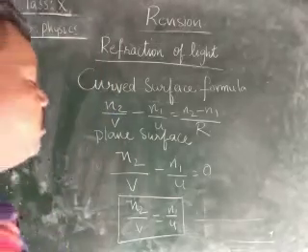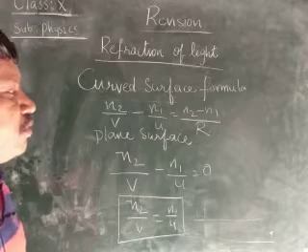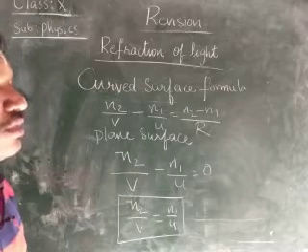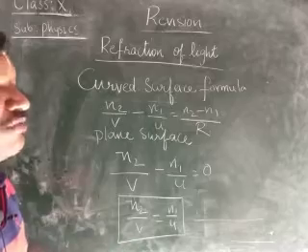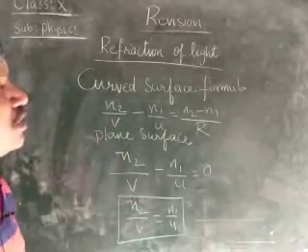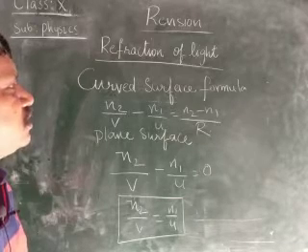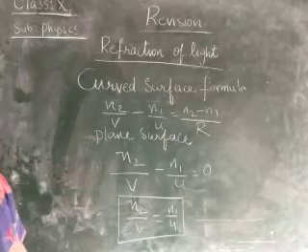In the examination, you may get it: N2 by V is equal to N1 by U is the plane surface formula. Or N2 by V minus N1 by U is equal to N2 minus N1 by R is the curved surface formula.